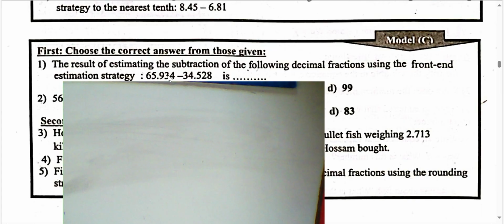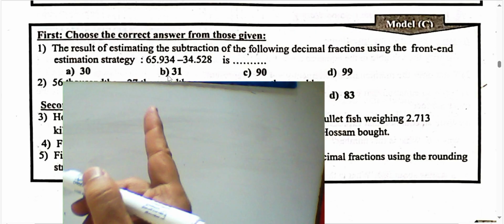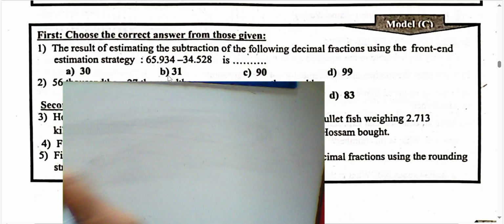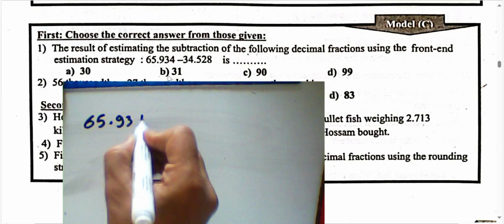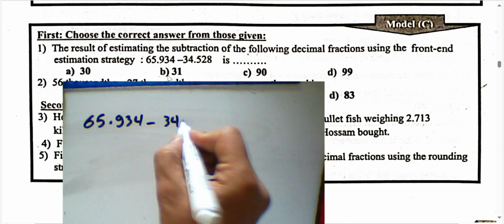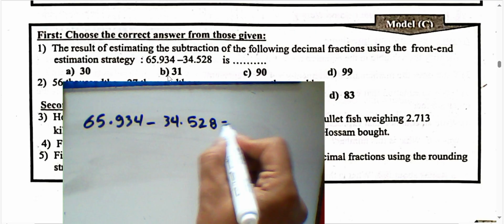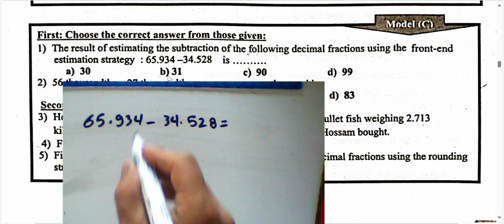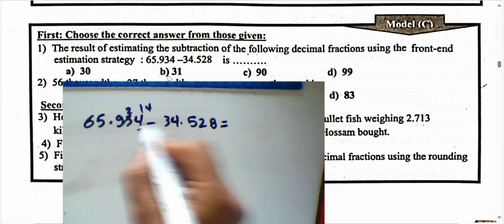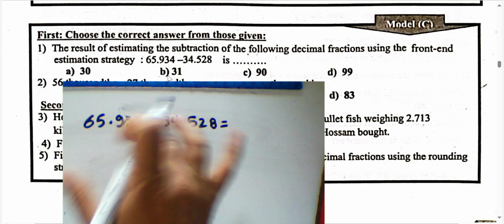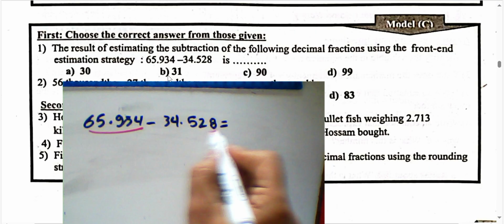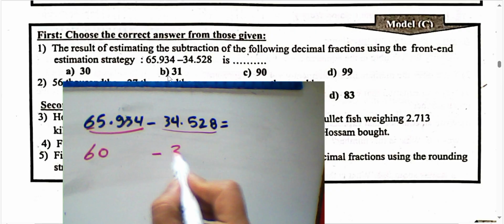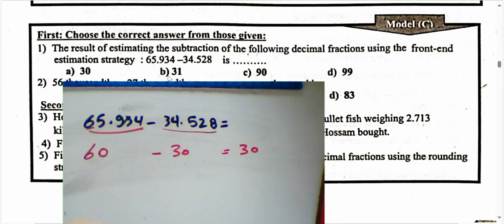Next question. Find the difference between two numbers using the front end strategy. We have 65 and 934 thousandths subtracted by 34 and 528. 4 minus 8, we can do it. It will be 14 minus... no. In this example we want to find the front end strategy. What is the front end strategy? Front end strategy means write each digit from the left-hand side and all other digits will be 0. Then 60 minus 30 equals 30.